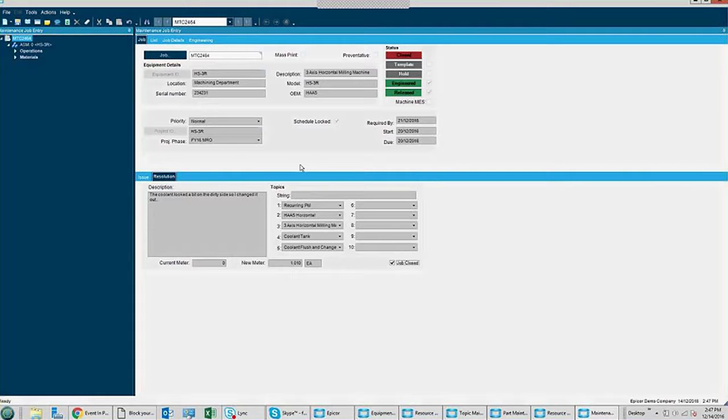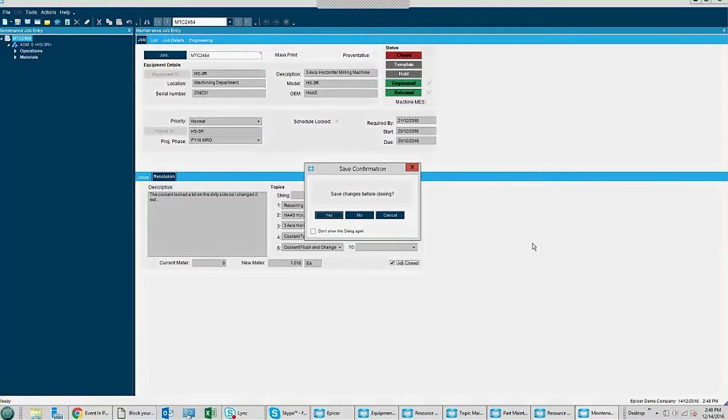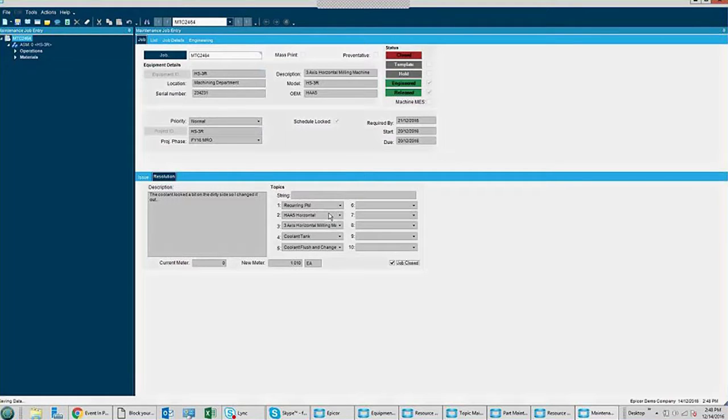Now this could be presented on a tablet to be executed immediately in front of the machine. You don't have to wait to come back to the office. There's that level of immediacy. And it's that simple from a reporting perspective to record that information. I'll just change that, save those changes.